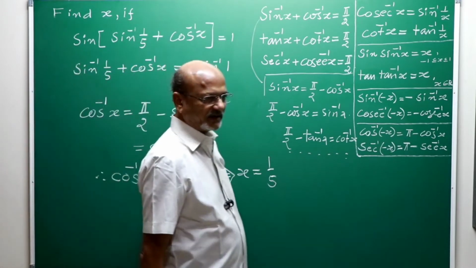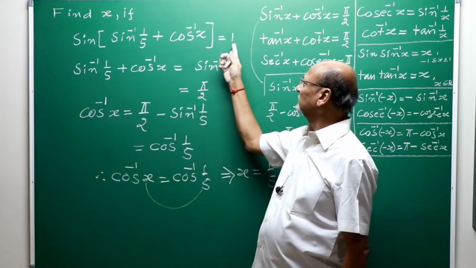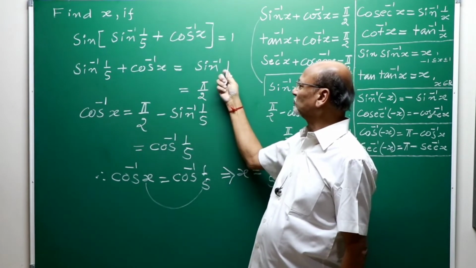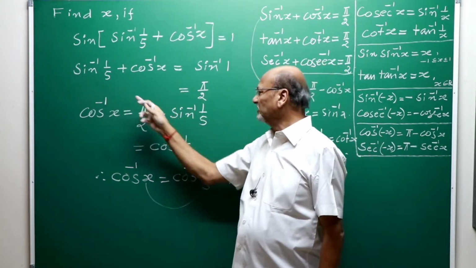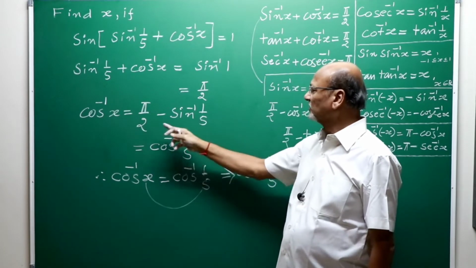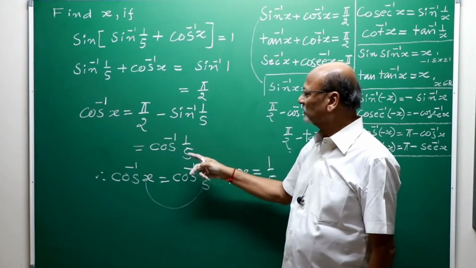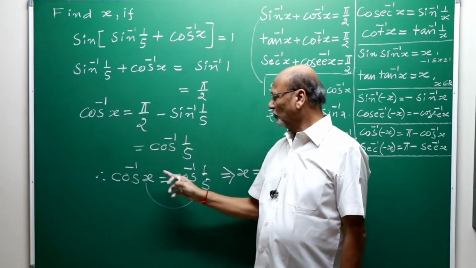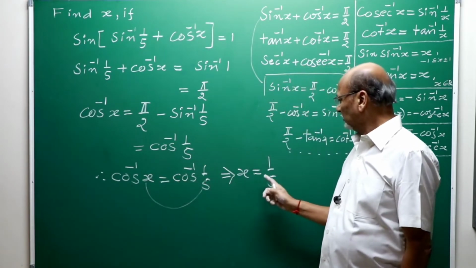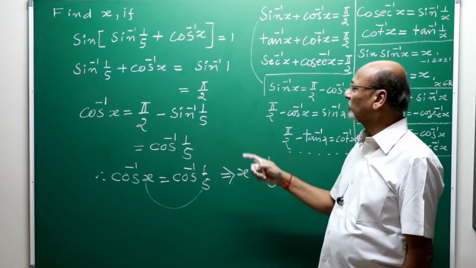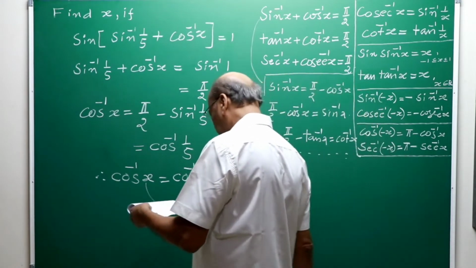Yes, correct? In this case, find x if this. Take sine this side. It becomes sine inverse 1. What is its value? Pi by 2. Then this plus this is pi by 2. Take sine inverse 1 by 5 this side to the RHS. Pi by 2 minus sine inverse is cos inverse of the same number, 1 by 5. Thus cos inverse x equal to cos inverse 1 by 5. Both sides cos inverse, you get the value of x as 1 by 5. My friends, I told you it is a good example. Like this, one more.